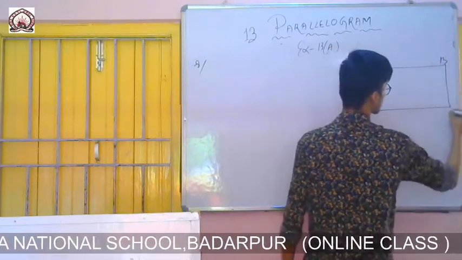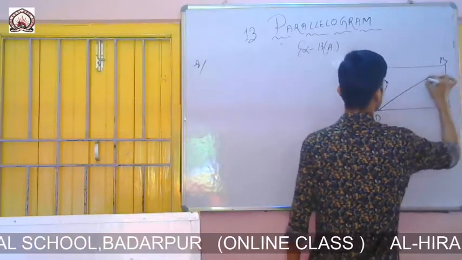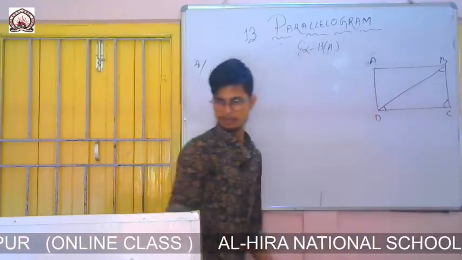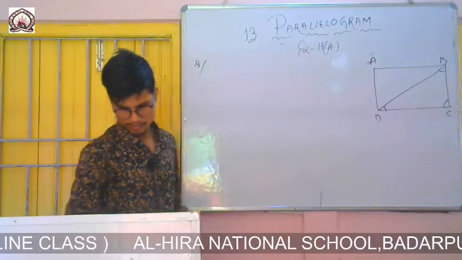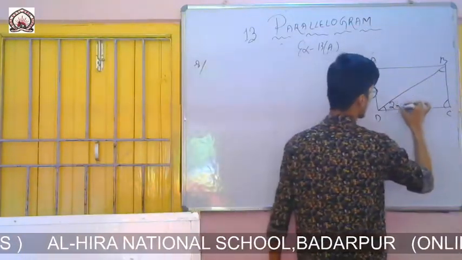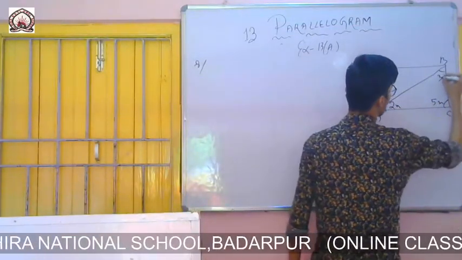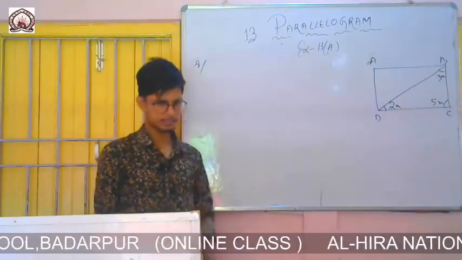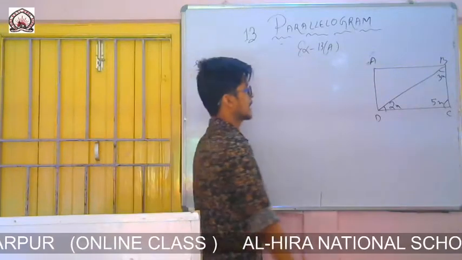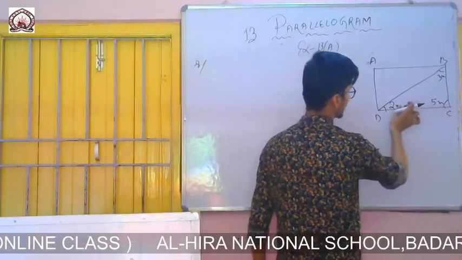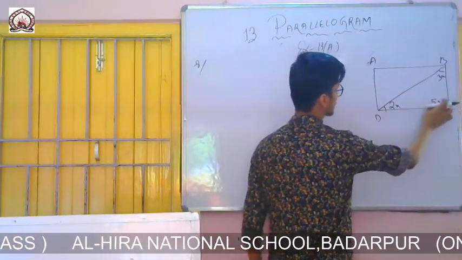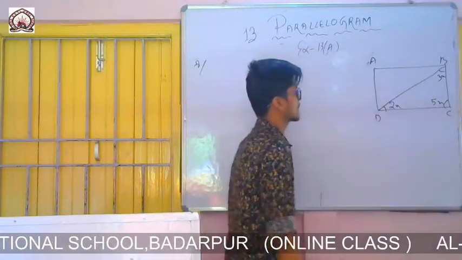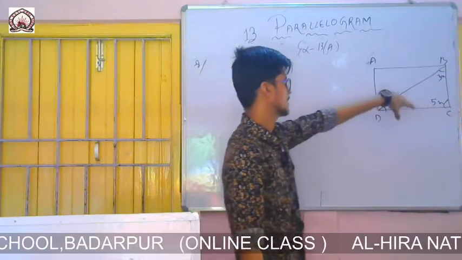There is a diagonal like this. Three angles are given: 2x, 5x and 3x. So the question is to find all four angles. If I find the value of x, then I can find the value of this angle. This angle will be equal to this one, and the sum of adjacent angles will also be 180 degrees. So later on we can find.